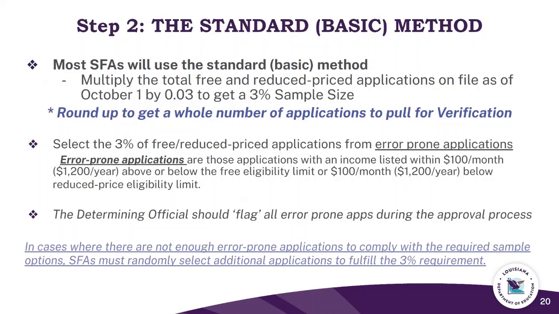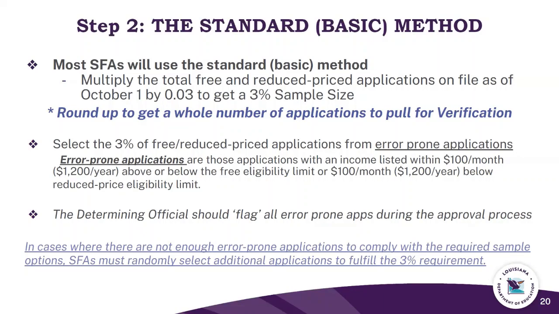So the first method of determining the sample size is the standard or basic method. Most SFAs will use this method. The standard size is equal to the lesser of either 3% of all applications approved for the LEA for the school year as of October 1st, selected from error-prone applications, or 3,000 error-prone applications.